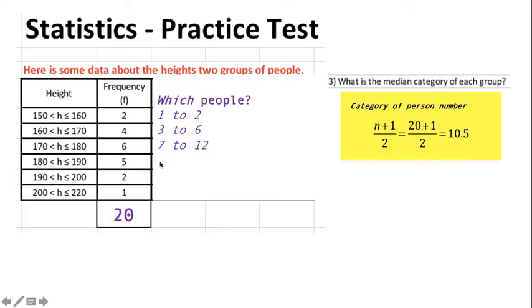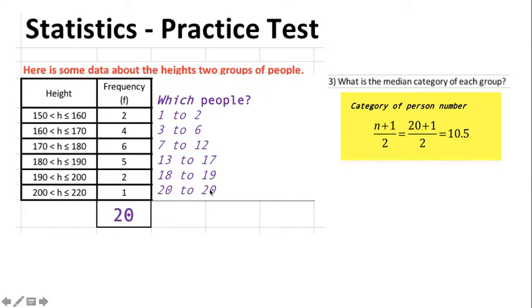Okay, the next category starts with person number 13 and another 5 people, 12 plus another 5 makes 17, and because that's 17, the next category's got to start with person number 18 and then an extra 2 people, so the previous 17 plus an extra 2 makes 19, and then the next category has got to start with person number 20, and 19 plus the extra 1 person makes 20, so the last group is just person number 20 to person number 20. It's person number 20 on his or her own, just 1 person.